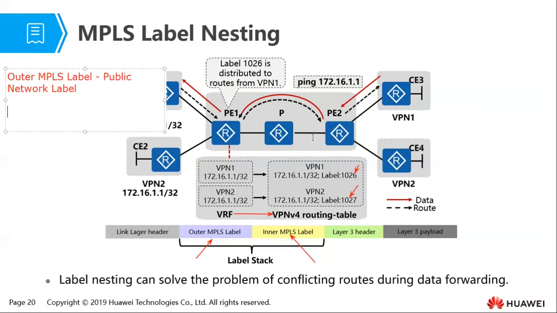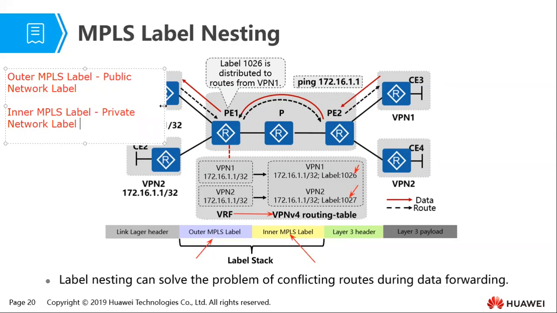Then we have the inner MPLS label. The inner MPLS label, on the other hand, is referred to as the private network label. Why is it referred to as the private network label? Because it's used to forward data to the corresponding VPN.